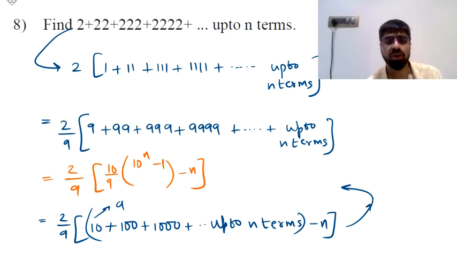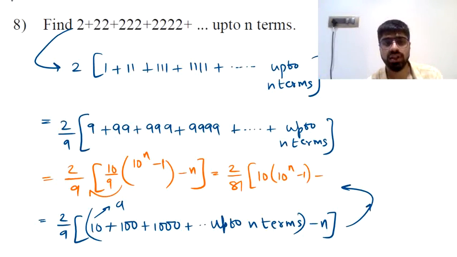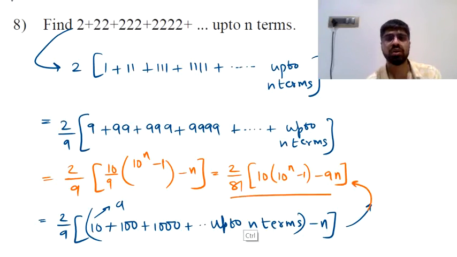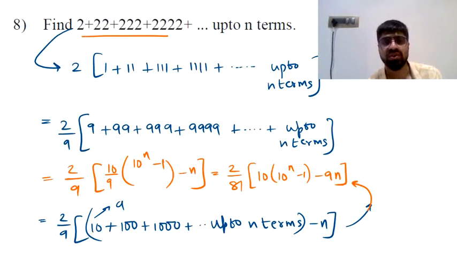Now if at all you want, you can pull out a 9 common outside the bracket and you can write it as 2 by 81. But be very careful when you do that, because there was this term minus n. So this is going to become 10 into 10 power n minus 1, minus, because you have taken a 9 outside the bracket, it was basically a combination of this and this term, and then it is 9 which has gone out. So minus 9n is what you will have as the last term inside the bracket. And that's a little more simplified version of writing the final answer. So that's how you can evaluate such kind of sequences.